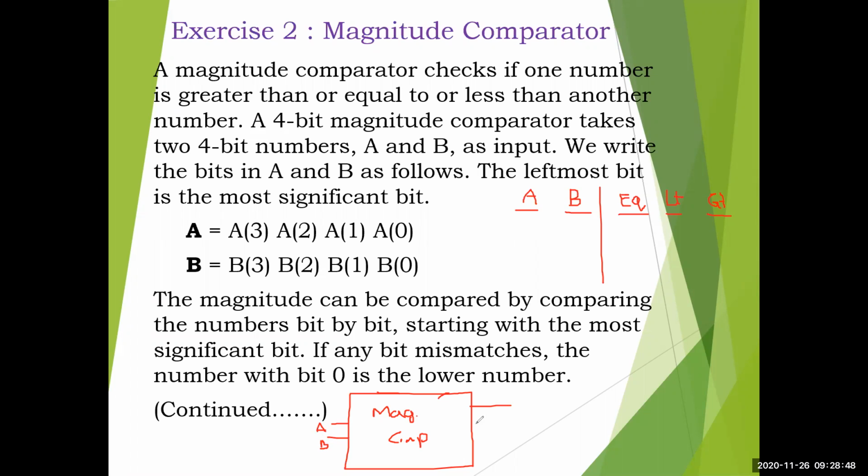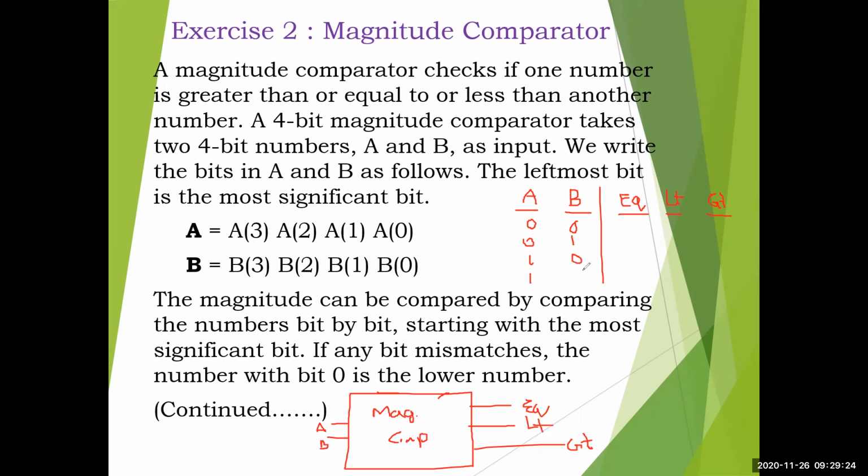I will show you a general one. Then it will have three outputs: equal, less than, and greater than. You draw it neatly, it is very difficult here. Fine, so this is the magnitude comparator. For A and B, how many combinations? If it is a 1-bit comparator, A and B take a single value. That means it will have 0 0, 0 1, 1 0, 1 1.